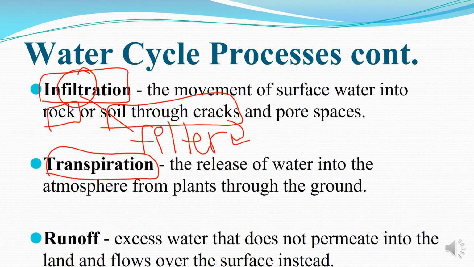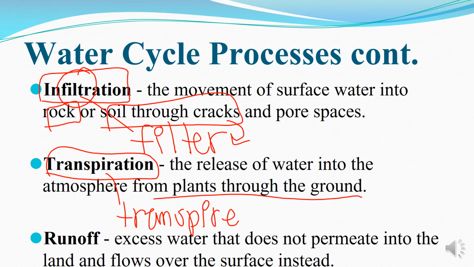This is a good word to say: transpire. This comes from plants through the ground. The plants open up and release water back into the atmosphere through transpiration. Runoff. Runoff is the excess water that obviously runs off. Okay, it flows off land.